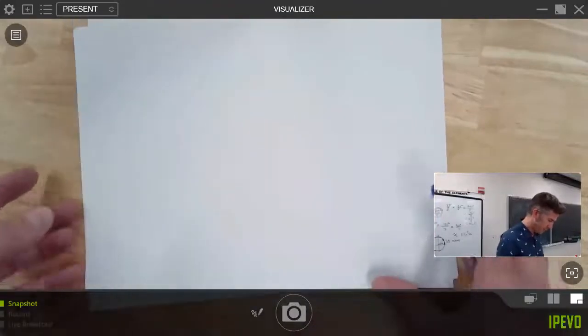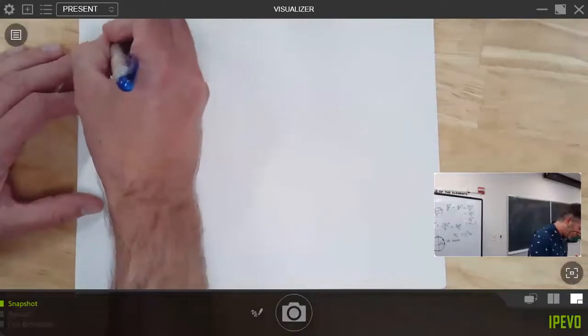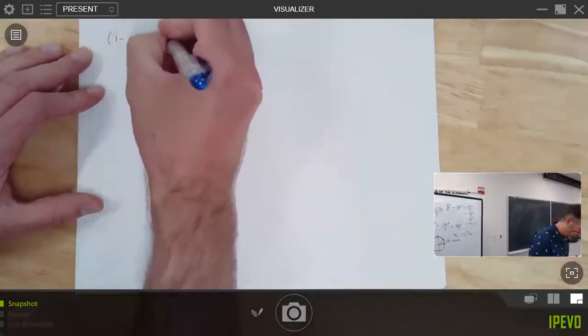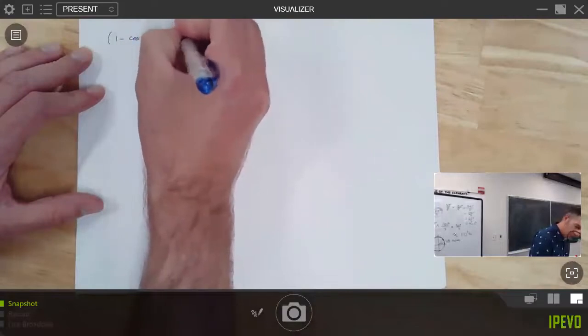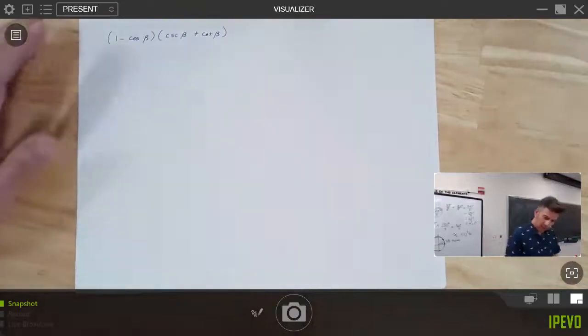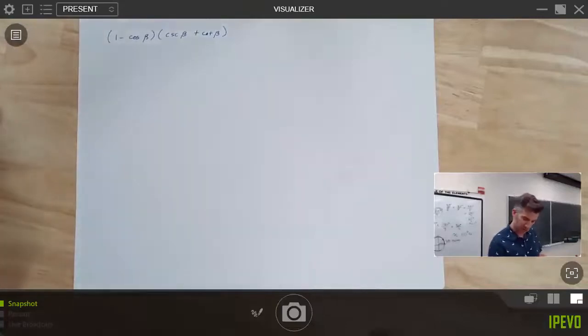Let's look at 1 minus cosine of beta times cosecant of beta plus cotangent of beta. And you have a couple options here. You could FOIL this out first. I don't think that's what I want to do.